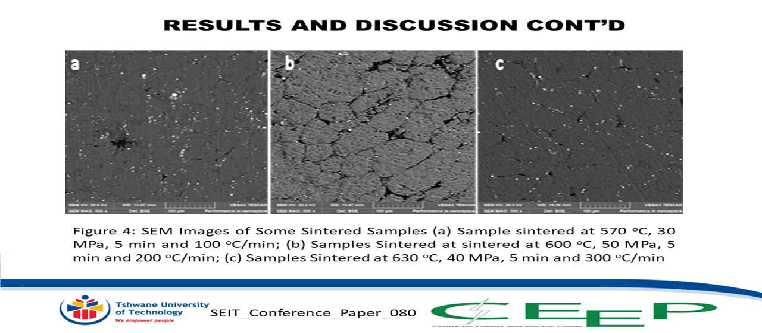Figure 4 shows the same images of the sintered samples. Here we can see that there is a uniform dispersion of the reinforcing phases, and then some of the microstructure has some pores, and in the subsequent slide, we will see which sample has the best microstructure.